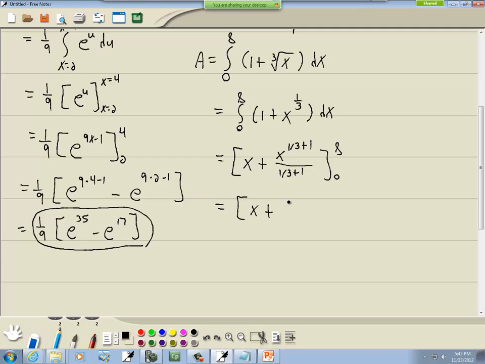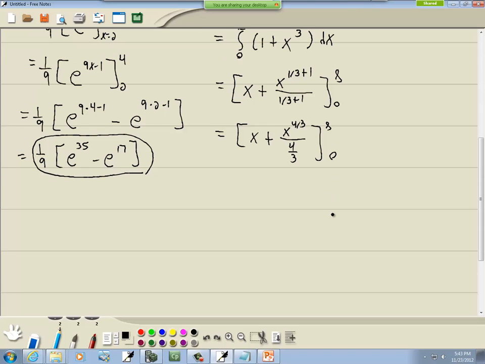That gives us x plus 1/3 plus 1 gives us 4/3. So we got x to the 4/3 divided by 4/3. Remember, if you got a single fraction down in your denominator, you can flip it and multiply times your top part. So this becomes x plus 3/4 x to the 4/3 power, from 8 to 0.